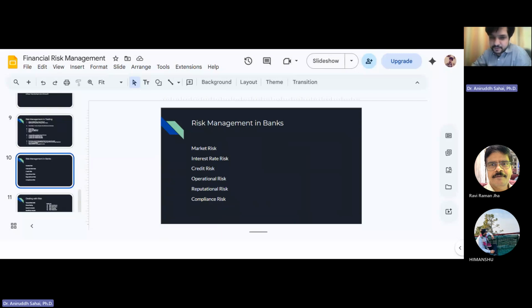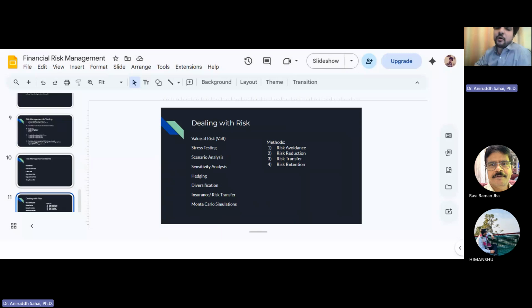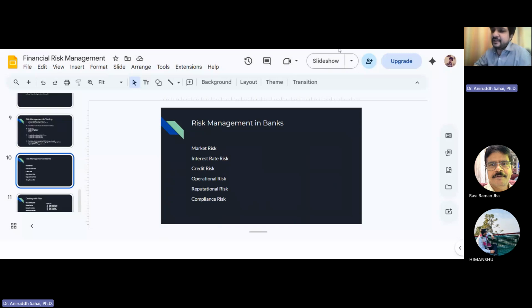Right. So we've looked at the banking sector. Today we've been looking at the variety of risks that the banks are facing, and we've looked at how generally risk can be dealt with, including tools like value at risk, stress testing, scenario analysis, sensitivity analysis, hedging, diversification, risk transfer, Monte Carlo simulations. All of these are terms which are important from your exam perspective, and also if you're working in a job in any enterprise as a risk management professional, you should be aware of all these different tools which can be used to manage or handle a variety of different risks.